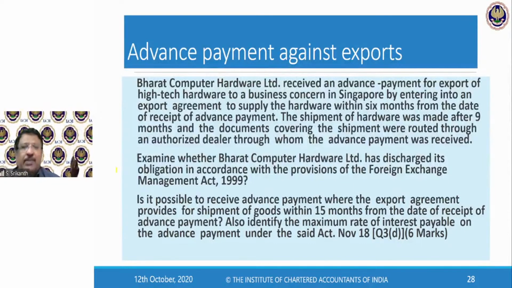I think you know the answer, right? So within 1 year, you have to ship it, though you have shipped beyond 9 months. But suppose for that extra 3 months, you are going to pay interest. That interest cannot be more than LIBOR plus 100 basis points. Is it possible to receive advance payment where the export agreement provides for shipment of goods within 15 months? No. Answer, no. Because you have to ship within 1 year.